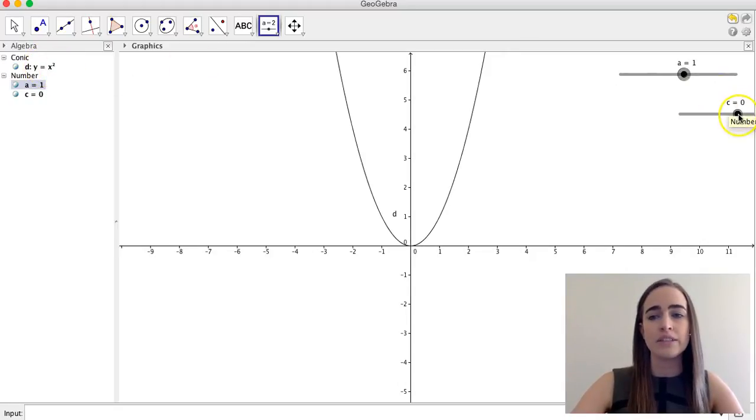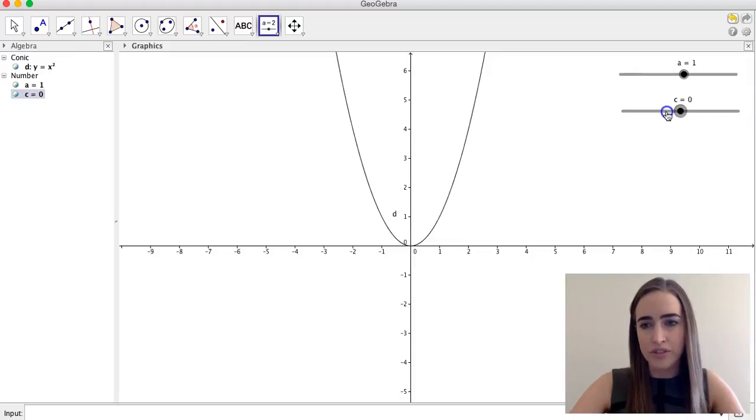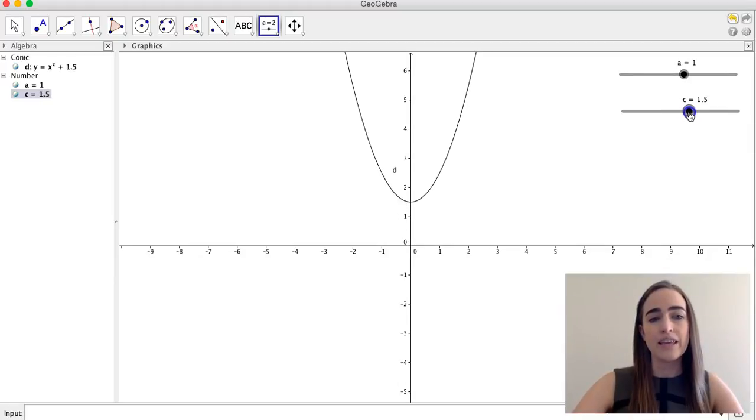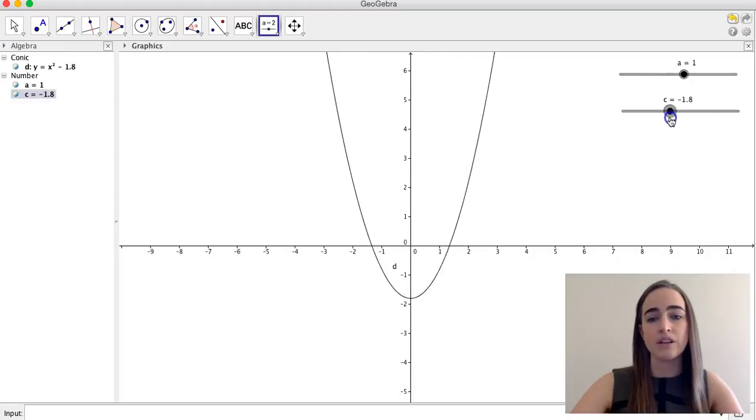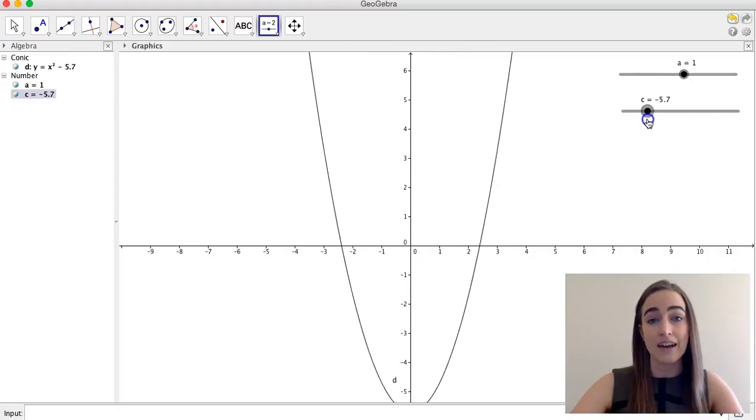Let's have a look at what this number c does. I'm just going to grab this on the line and move it over so we can see it. Alright, if we grab c now and move it up, we can see that this is affecting the constant term on the end of our equation. We've still got our y equals x squared, but now we have a number added or subtracted from the end. When that number gets bigger, our parabola moves up. When our number gets smaller, our parabola moves down.